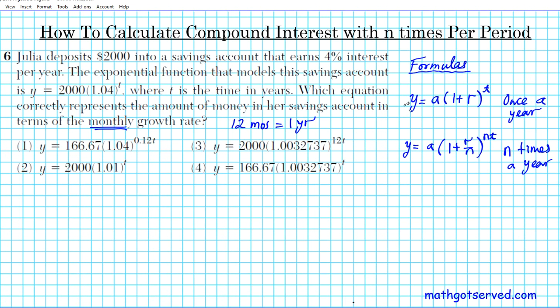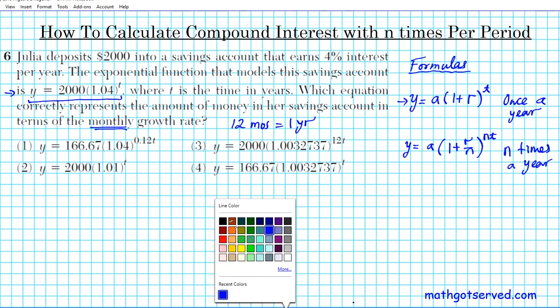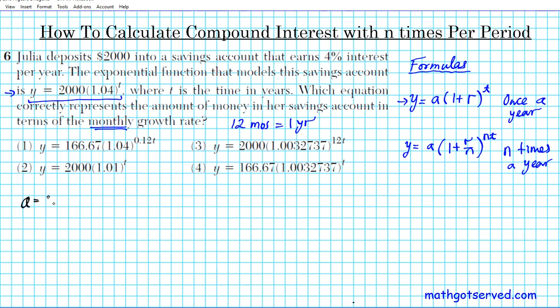In this particular scenario, the original function given right here, you can easily see that this formula is what is used to generate it. So let me show it to you real quick. A is the initial amount, which is 2,000. The growth rate r is 4%, so we have to change that into a decimal, which is 0.04. You move the decimal place two places to the left. And the time t is equal to t.